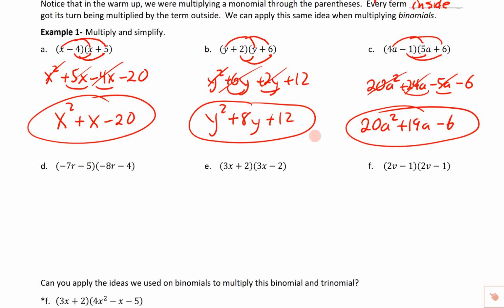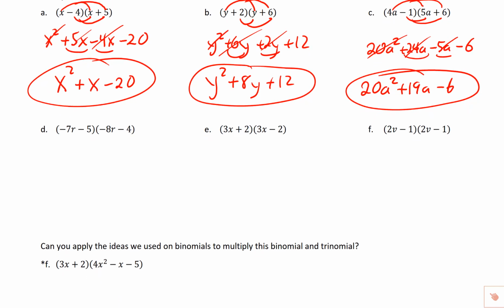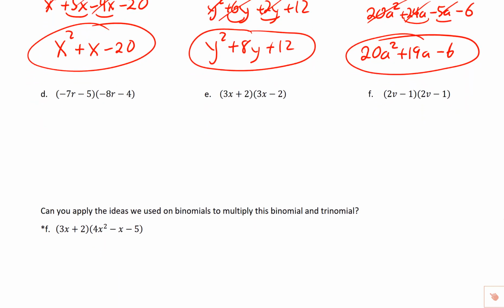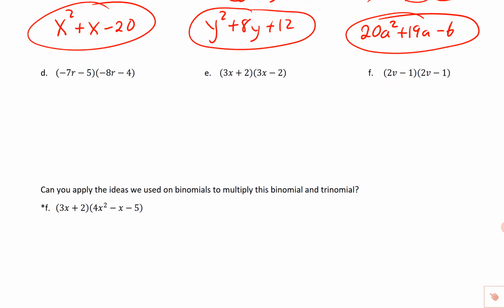Now, these next couple, a few of these are a little bit challenging. They might have some surprising results, so let's go ahead and take a look at this. On this one, we've got a negative 7r minus 5 in parentheses. So here's our binomial here, and a negative 8r minus 4. You'll notice that we've got a ton of negatives floating around here, so we're going to need to be really careful. So when we multiply here, negative times negative is a positive, so we're going to get 56r squared.